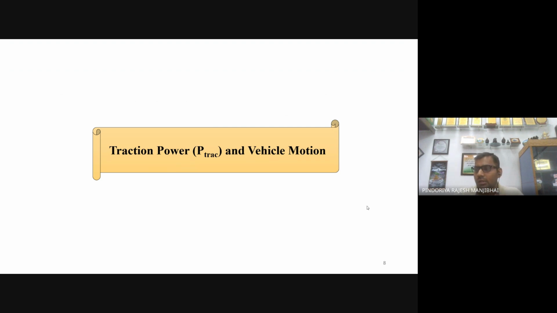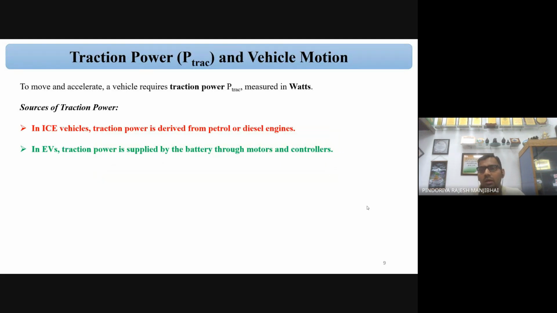Now we can start our original topic, that is traction power, otherwise the traction power and the vehicle motion. This one is most important. What is traction power and vehicle motion? Traction power is simple: to drive our vehicle, we need to give some power, in the form of energy. We have a motor instead of the engine, so we have to give the power to the motor. We have a motor, correct? So we have to give the input energy.